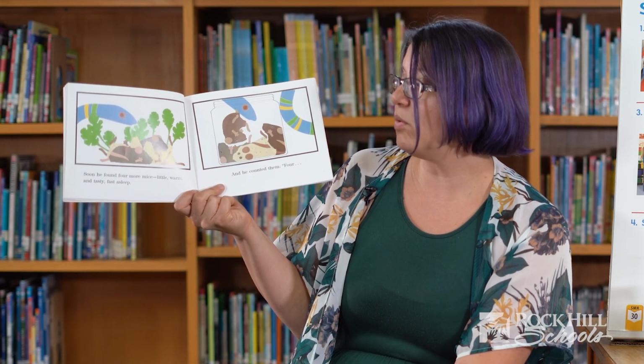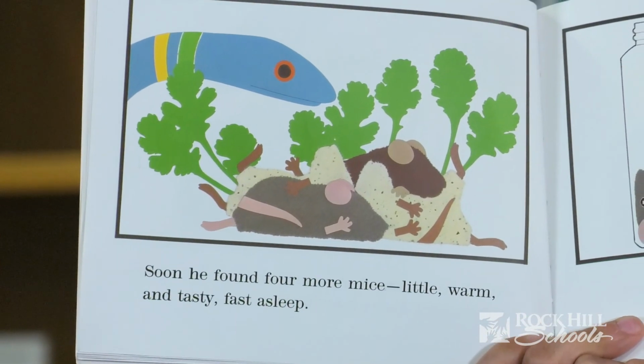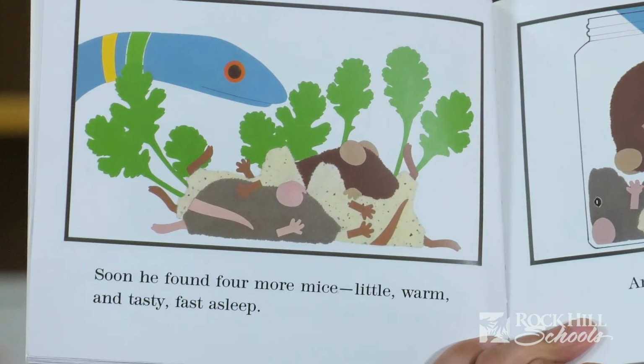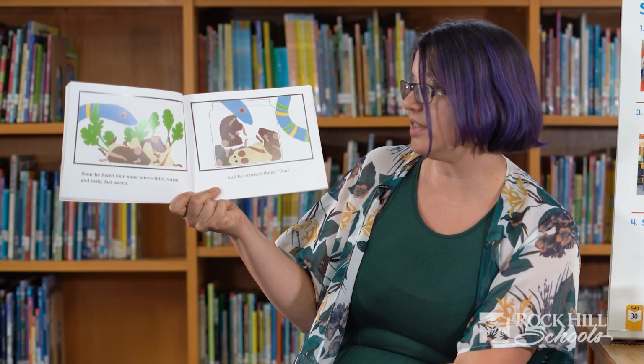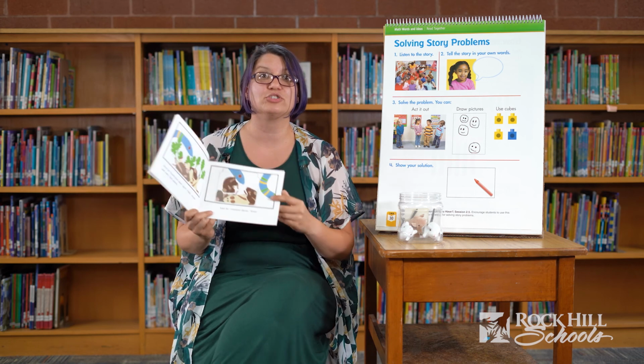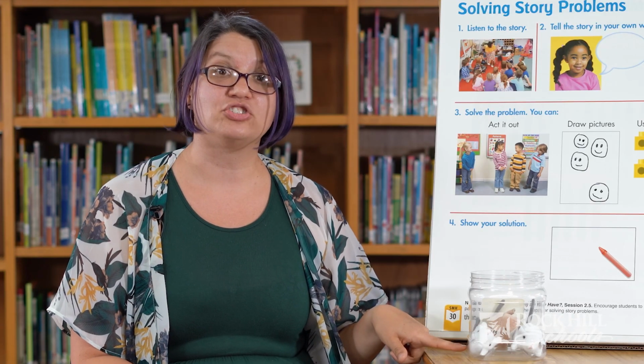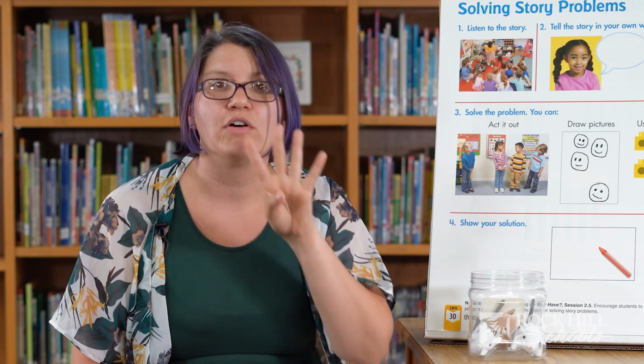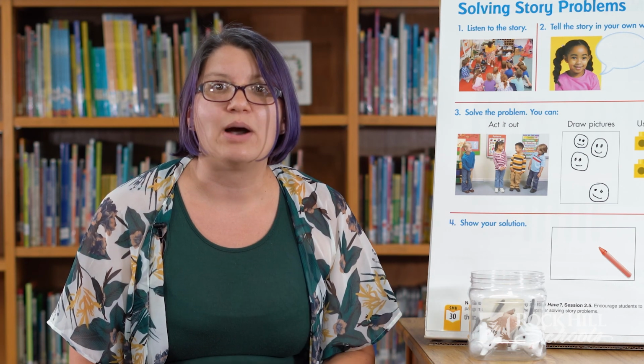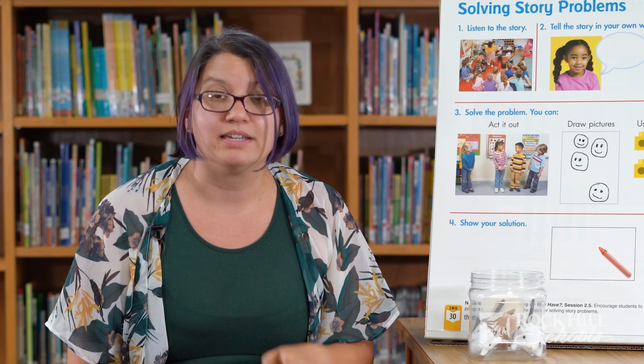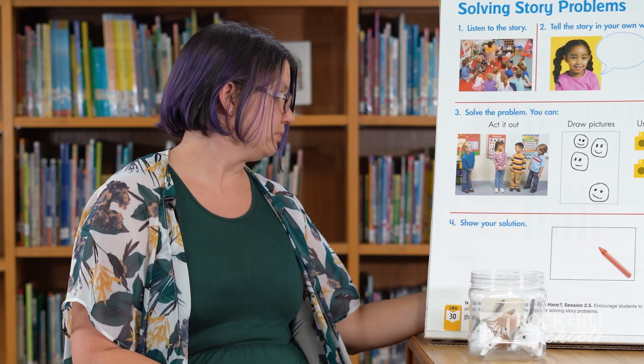Soon he found 4 more mice, little, warm, and tasty, and fast asleep. And he counted them. Now, boys and girls, here's where the story problem is. Ready? We have 3 mice in this jar, and the snake found 4 more. How many mice is that going to be?